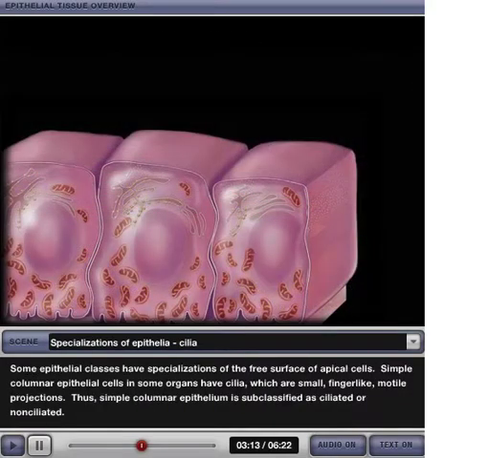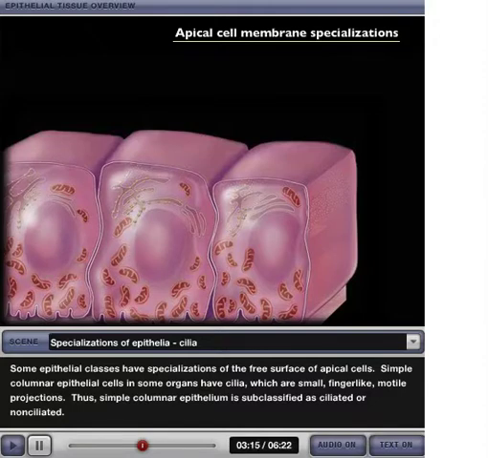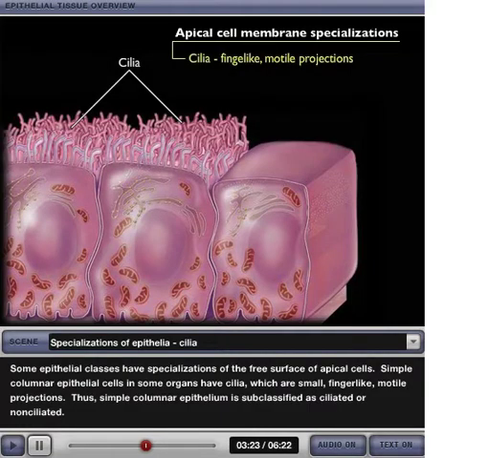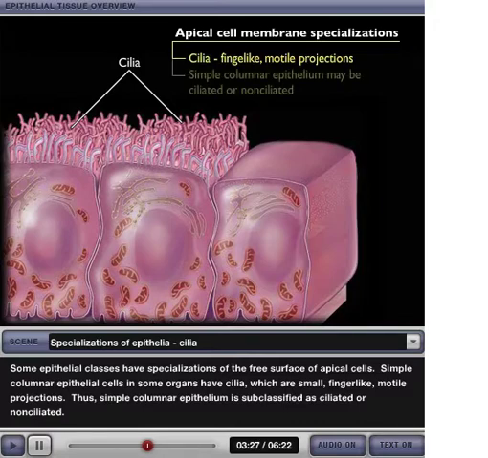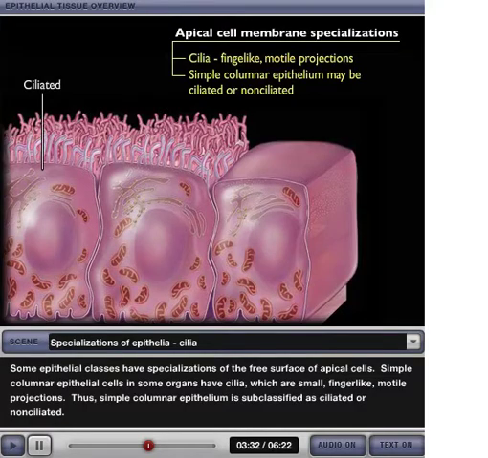Some epithelial classes have specializations of the free surface of apical cells. Simple columnar epithelial cells in some organs have cilia, which are small, finger-like motile projections. Thus, simple columnar epithelium is subclassified as ciliated or non-ciliated.